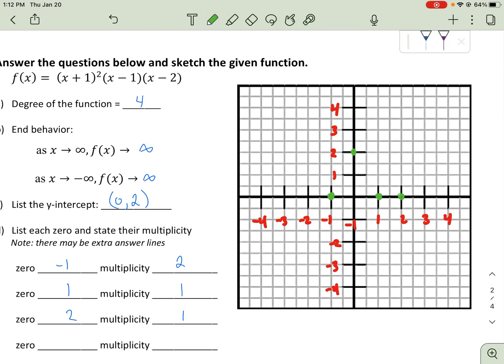So we know it's going to go up forever in both directions, so it's coming down from over here. It's got to bounce off here, go up to our y-intercept, and we don't really know where it turns around, but it's got to turn around before it gets to this next x-intercept.